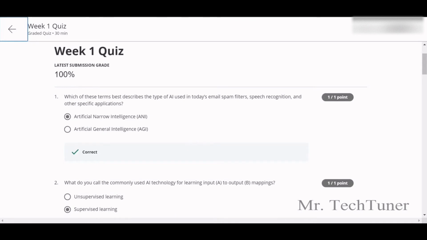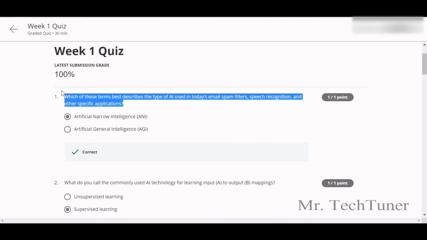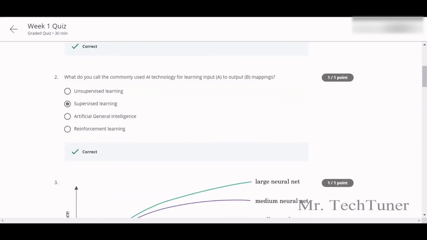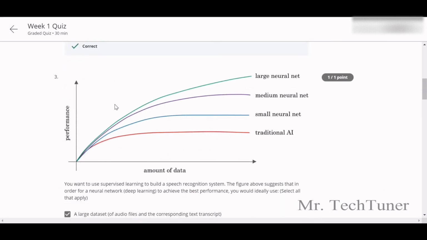First question: which of these terms best describes the type of AI used today in spam email filters, speech recognition, and other specific applications? This is called ANI, artificial narrow intelligence. ANI and AGI are basically the two types of AI. Number two: what do you call the commonly used AI technology for learning input A to output B mappings? This is supervised learning.